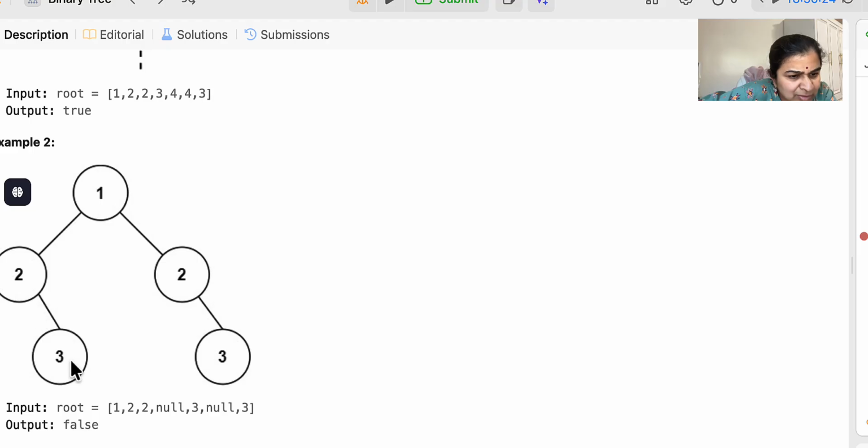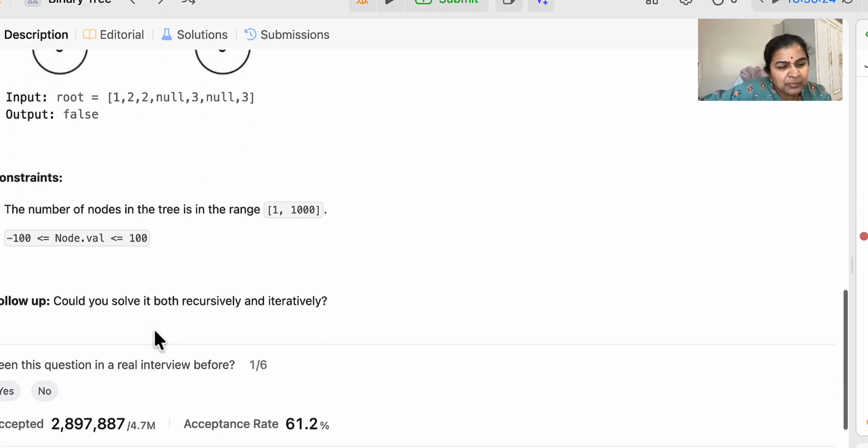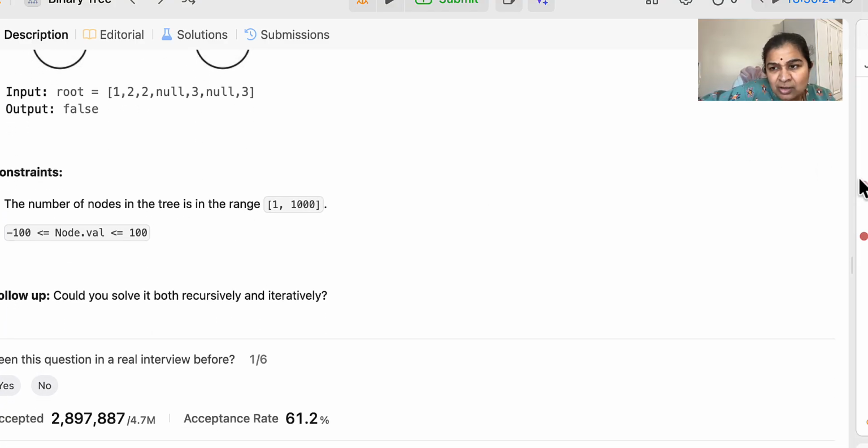Is it symmetrical? False. Because 2 is here, and 3 is on the right. Here it should have been on the left. So it's not symmetrical. So how do you go about solving this question?